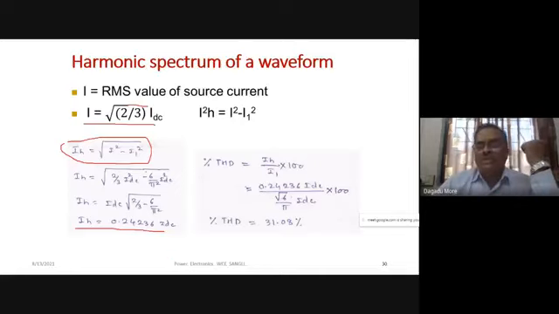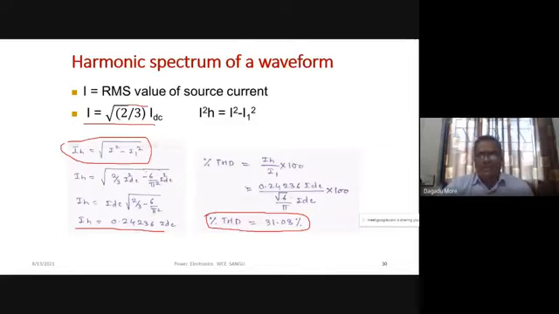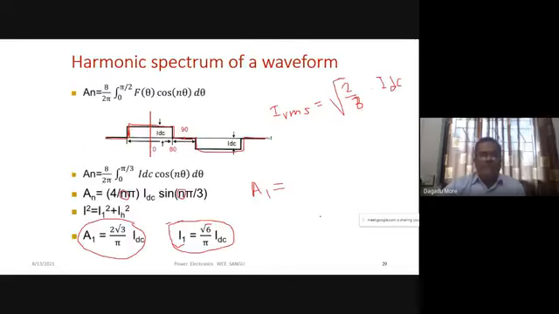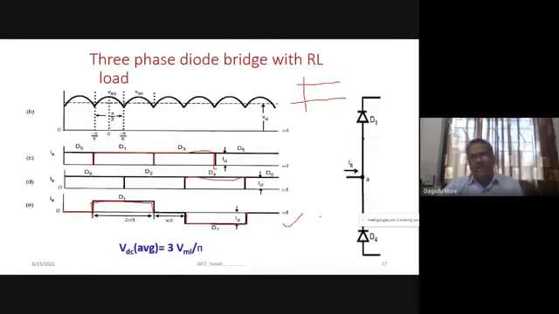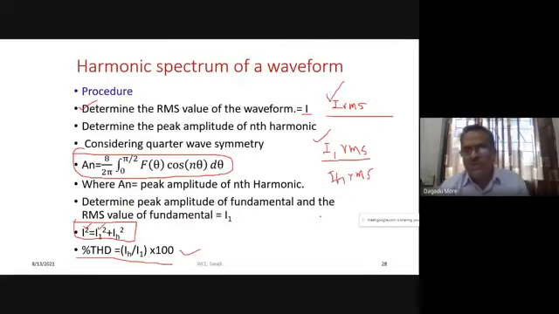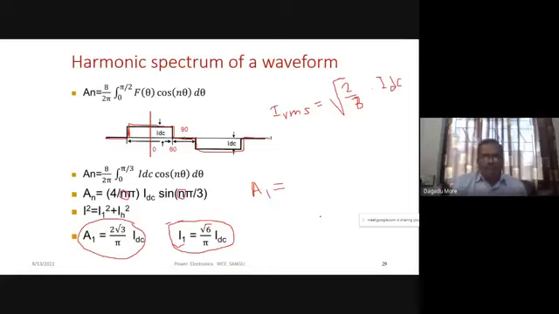Once we know IH and I1, dividing and multiplying by 100, we get the THD. So the total harmonic distortion of the quasi square wave current is almost 31.08%. Is it clear how to find the THD, particularly for the quasi square wave current? This quasi square wave current is the source current of the diode bridge. Any question or doubt on this?